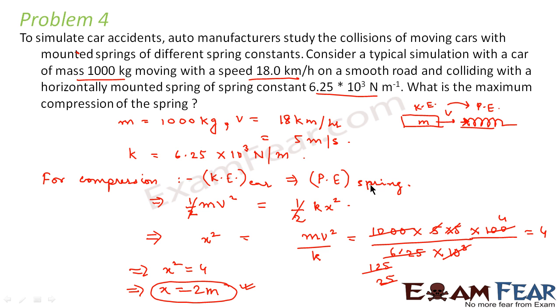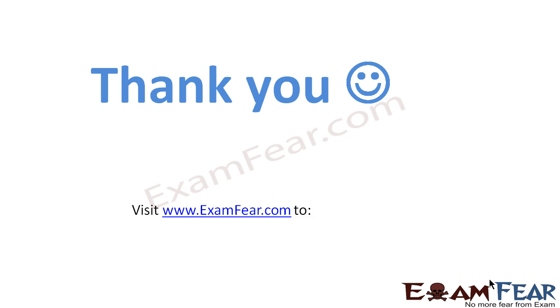Clear? I hope it is clear to you. What happens here is when the car collides with the spring, the car is moving, so it has kinetic energy. So we find that the entire kinetic energy of this car gets converted into the potential energy of the spring. So there is a change in the configuration of the spring and the energy is stored as potential energy. So what we did, we equated the kinetic energy of the car with the potential energy of the spring.